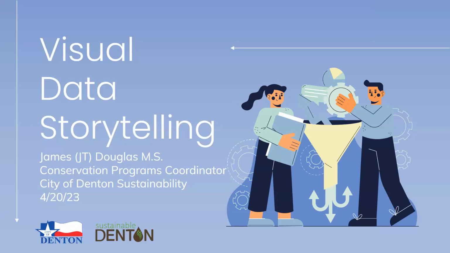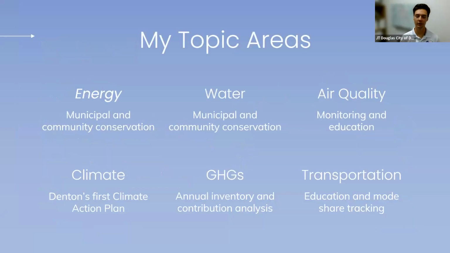Perfect. So as Sean said, my name is James Douglas. I go by JT, and I work for the City of Denton in the Sustainability Office as the Conservation Programs Coordinator. Like Sean said, some of the topic areas that I focus on, and the ones that a lot of my examples today are going to be derived from, are energy and water conservation and air quality. Denton is currently working on its first climate action plan.